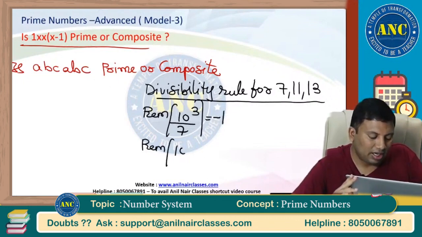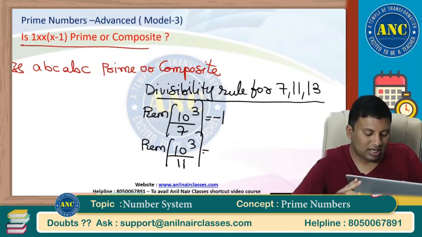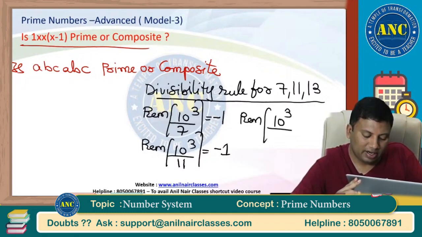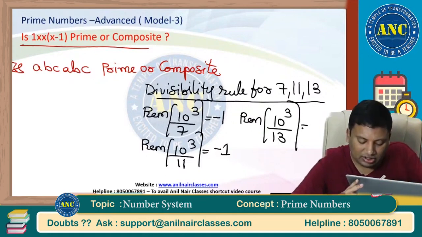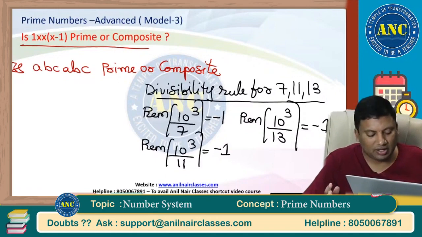Remainder: 10 cube divided by 11. 11 ones are 11, leaving minus 1, so it is minus 1. Remainder: 10 cube divided by 13. 13 ones are 13, leaving minus 3. Minus 3 cube is minus 27, which is 6 minus 1, a negative remainder.